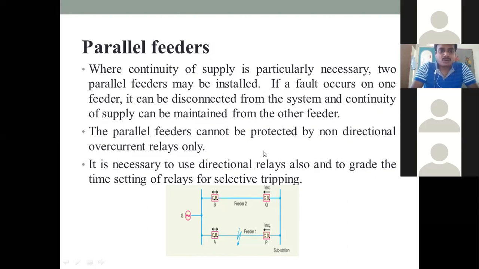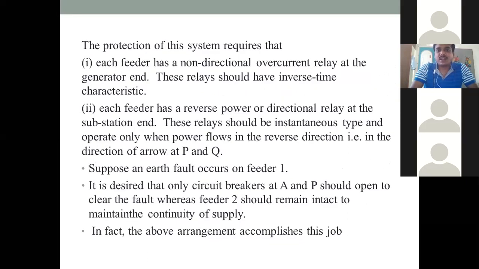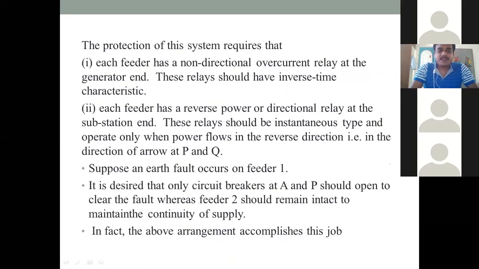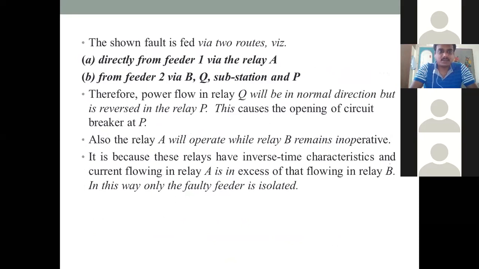For protection of the system, each feeder has a non-directional overcurrent relay. You can see this non-directional overcurrent relay is connected here at the generating station. At the substation side, or the load side, only directional relays will be present. Each feeder has a reverse power directional relay at the substation end. These relays should be instantaneous type and operate only when power flows in the reverse direction. Again, the connection I have explained is given here.